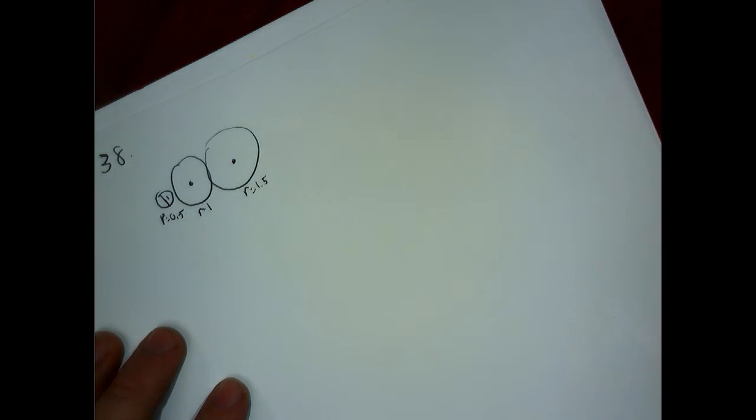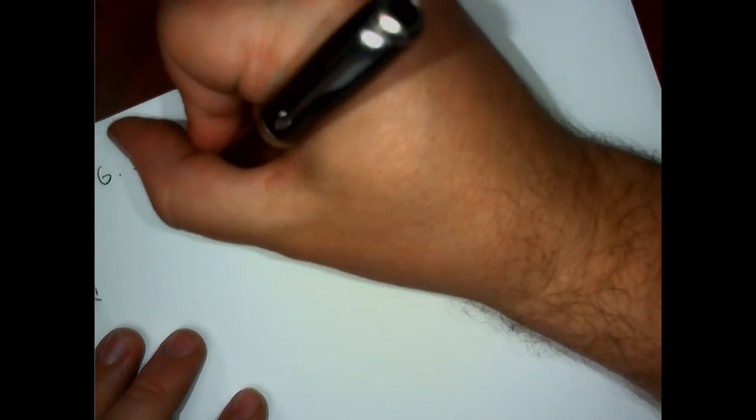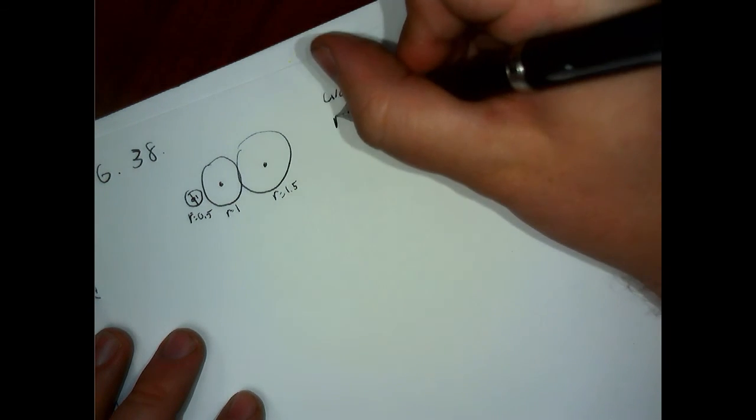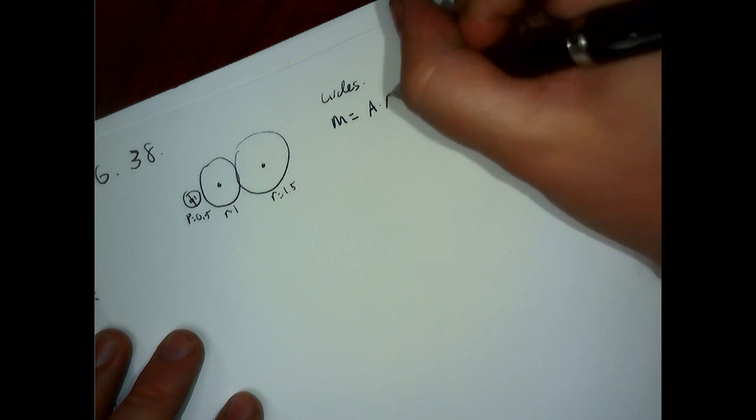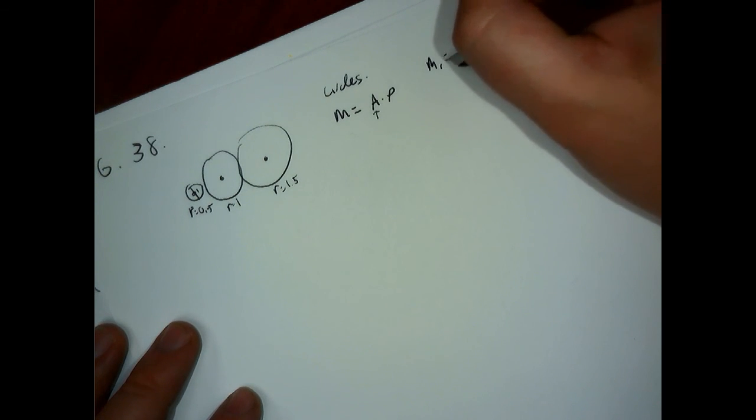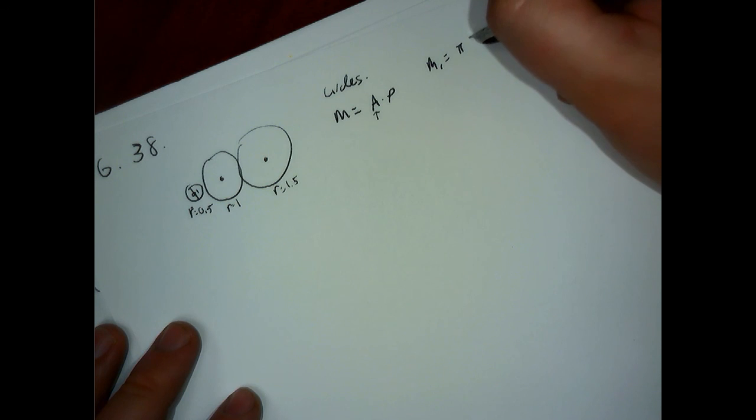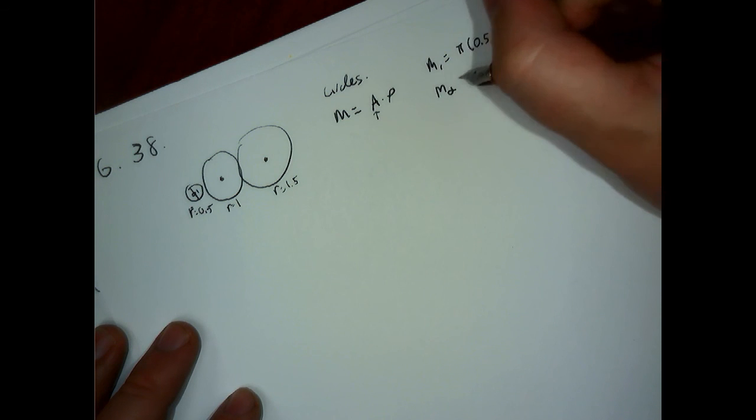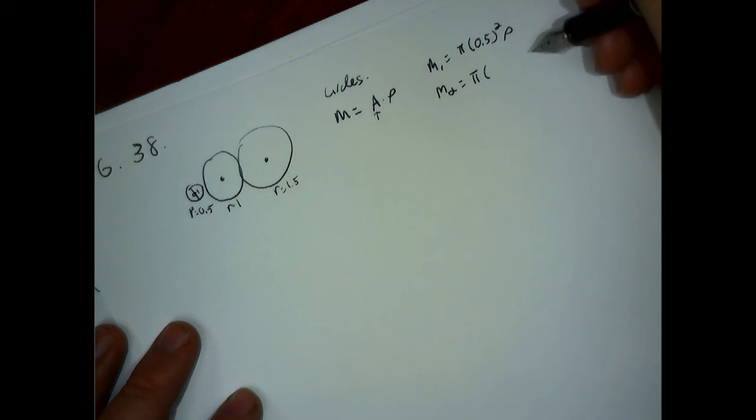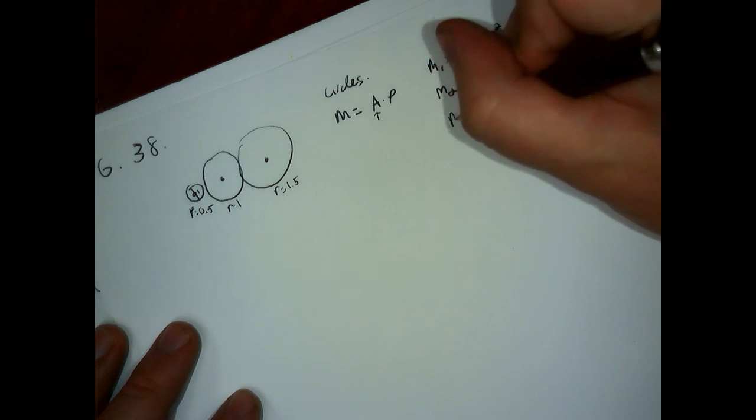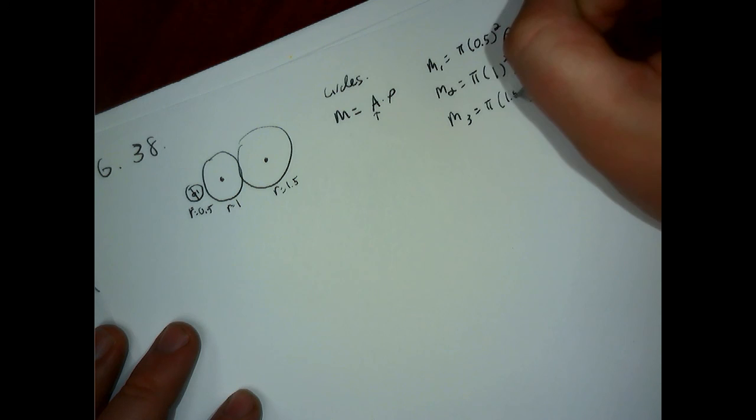Okay, so the deal is that there are three objects, each one's a circle, and they're made of the same material. So their mass is gonna be the area times the density. I don't know what the density is, but I can figure out what these areas are. The mass for one is pi 0.5 squared rho. Mass for two is pi 1 rho. M3 is pi 1.5.